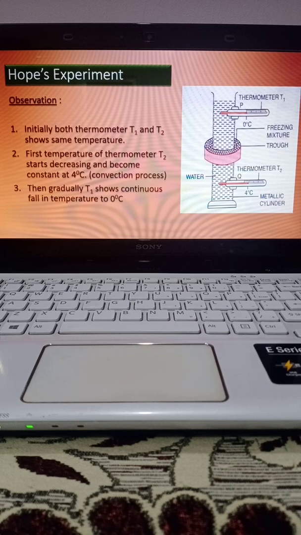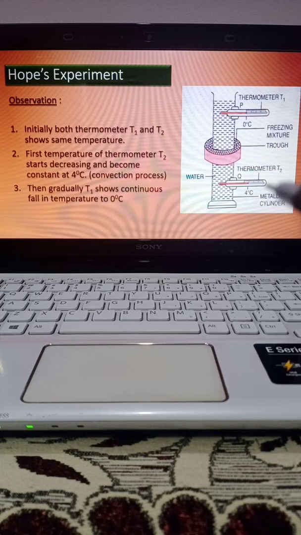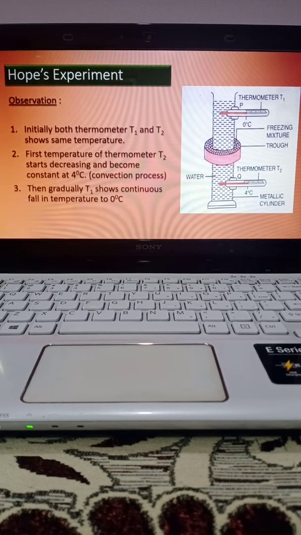Under this experiment, normal water is filled inside this test tube, and two thermometers are placed at two positions, the upper position and the lower position, and in between there is a trough in which ice is placed, and this temperature of ice is maintained throughout the experiment. When the experiment starts, what we observe is that initially the temperature of both thermometers T1 and T2 are the same. But slowly we observe that the temperature of T2 decreases first.